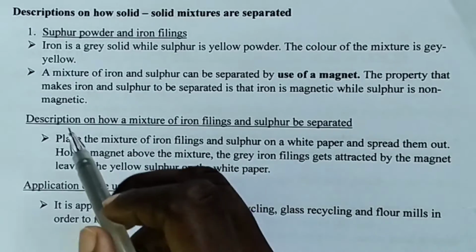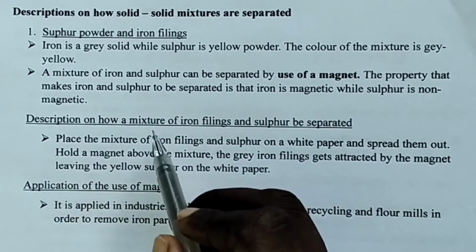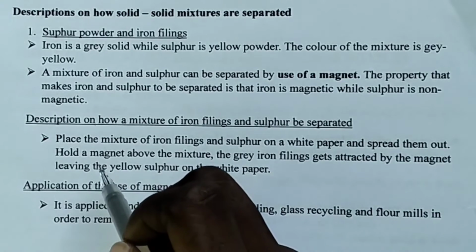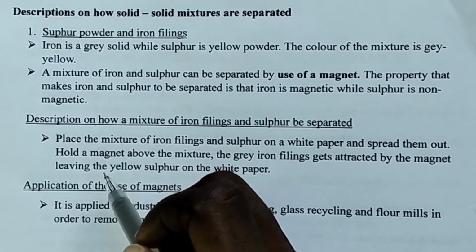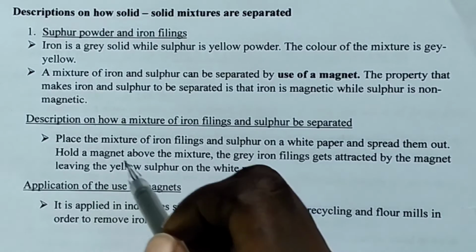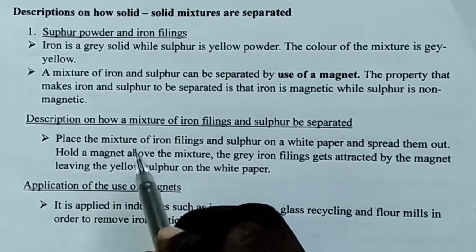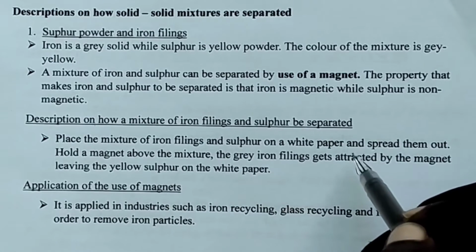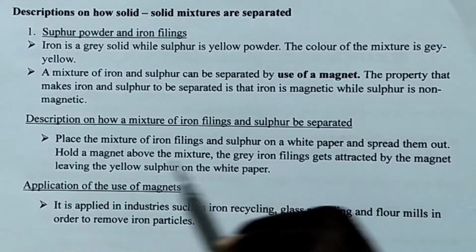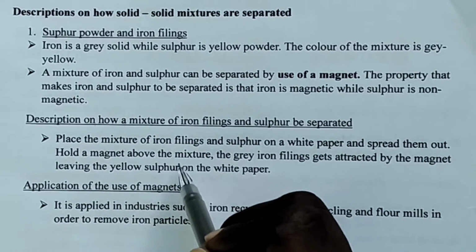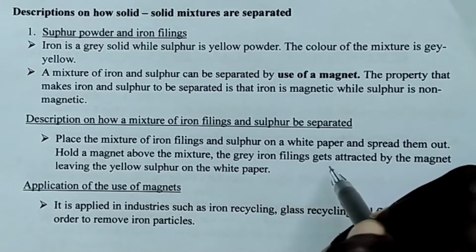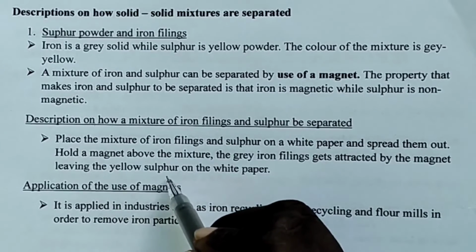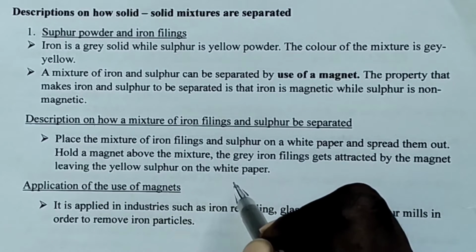Okay, next let's go to the description of how a mixture of iron filings and sulfur can be separated. During the exam you can be told to describe how a mixture of iron filings and sulfur can be separated, and you are given 2 marks. So I am saying: place the mixture of iron filings and sulfur on a white paper, on a plain paper, and spread them out. Then hold a magnet above the mixture; the gray iron filings get attracted to the magnet, leaving the yellow sulfur powder on the white paper. That's how we are going to describe it.